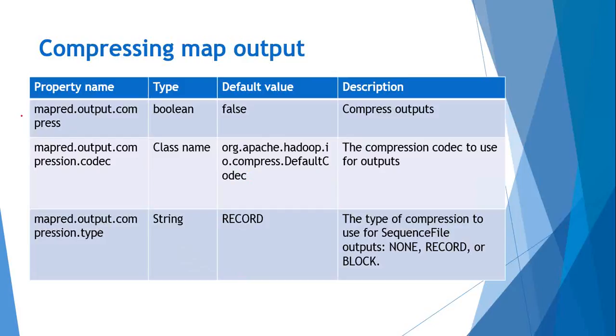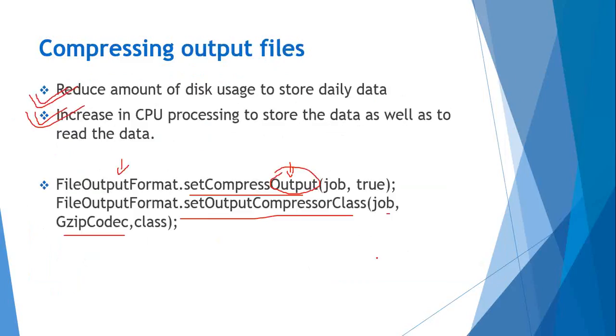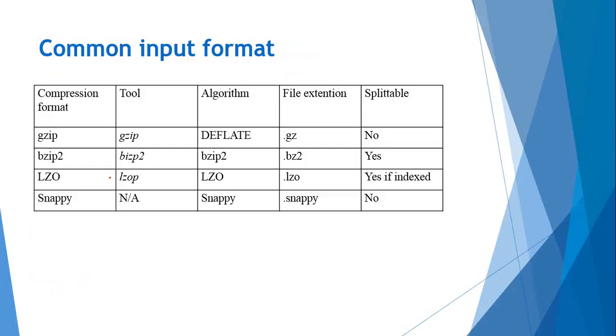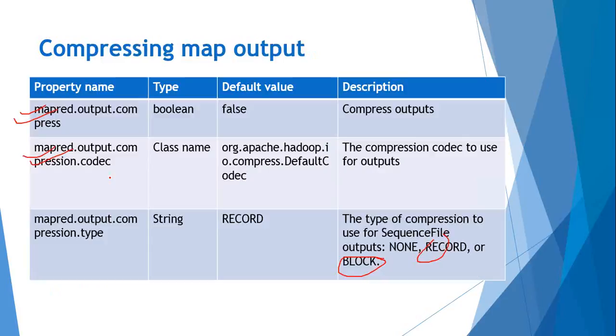So compressing the map output, MapRed.output.compression, by default it is false. You can enable it, and the codec, and where you want to apply the compression, at the record level or the block level. So this is how you can enable the compression at different layers, outputting from the reducer, outputting from the map phase, and on the input side also, similar to this, you would use the file input format rather than output format for enabling the compression while reading the data. So these are just the configuration things which you can do in the MapReduce world.